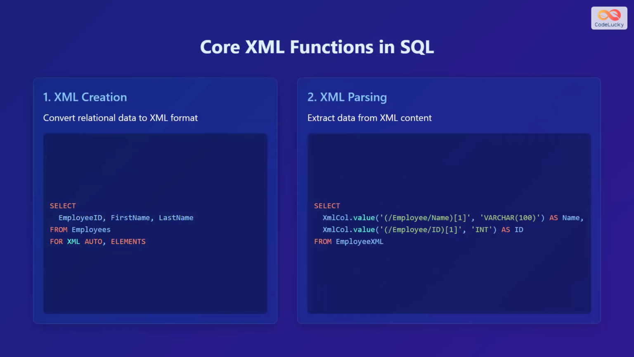Now let's explore the core XML functions in SQL. First, XML creation. Convert relational data to XML format using the FOR XML clause in a select statement. Here's an example. Select employee ID, first name, last name from employees for XML auto, elements.